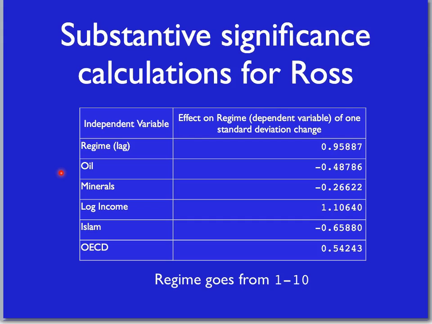significance and statistical significance. In general, you might not think that half a point on a 10-point democracy scale is necessarily a big deal. That's something that one could make an argument about. The important thing for present purposes is just to say that Ross does not present much of a discussion of the substantive importance of his results.